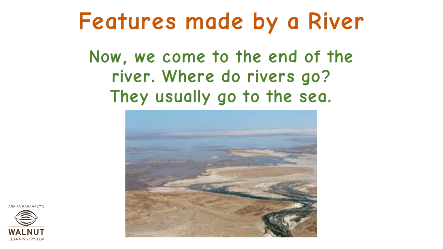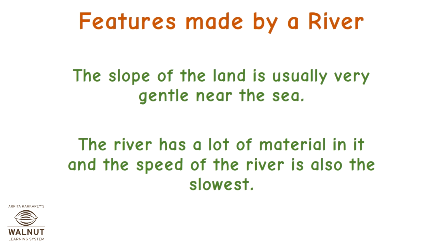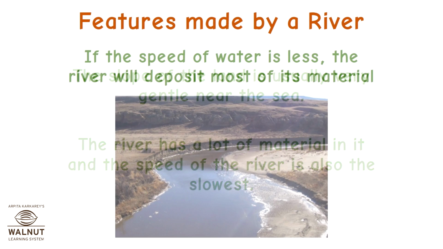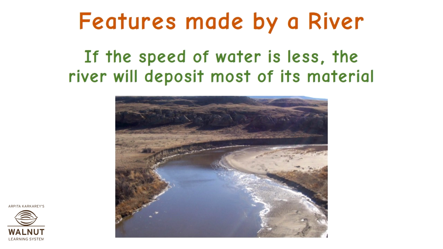Now, we come to the end of the river. Where do rivers go? They usually go to the sea. The slope of the land is usually very gentle near the sea. The river has a lot of material in it, and the speed of the river is also the slowest. If the speed of water is less, the river will deposit most of its material.